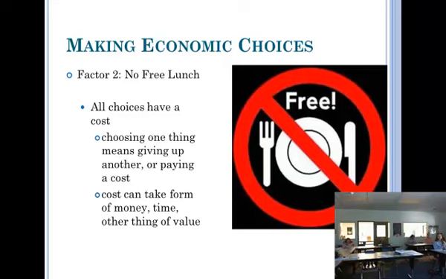So factor 2 is there's no such thing as a free lunch. Have you heard of that saying? Do you believe it? Or do you think there is such a thing? How many of you think sometimes there's such a thing as a free lunch? No one. Well, under very special circumstances, I guess.